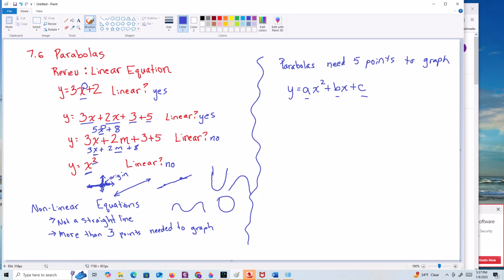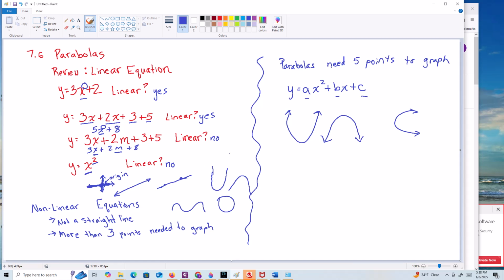So the thing to keep in mind for parabolas, number one, is their shape. Parabolas can open up like that. Parabolas can open down like that. Parabolas can go sideways like that or reverse. So that's a parabola. The other thing to remember is that you need 5 points to graph it.